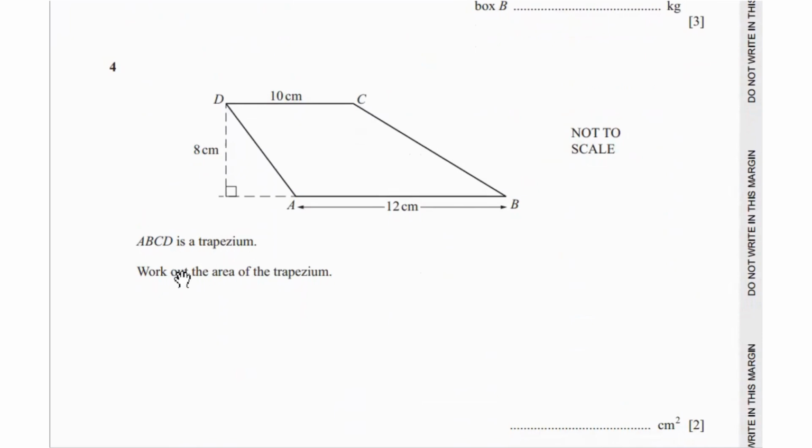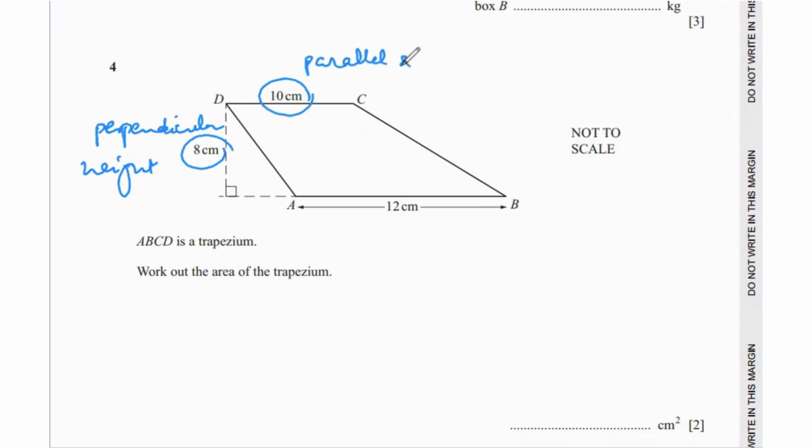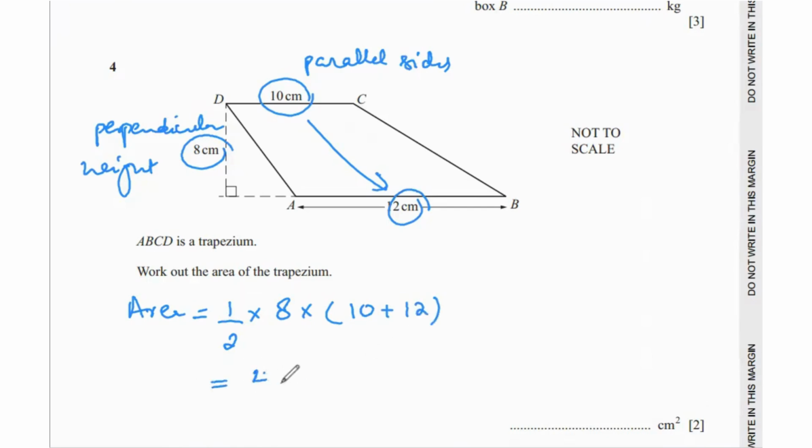Then it says ABCD is a trapezium, work out the area of the trapezium. For the area of the trapezium, we need the perpendicular height, which is this one. Not the slant height, perpendicular height. And then we need the parallel sides, which are these two. So area is going to be 1/2 times the perpendicular height times the sum of the parallel sides. So that's going to be 88 centimeters squared.